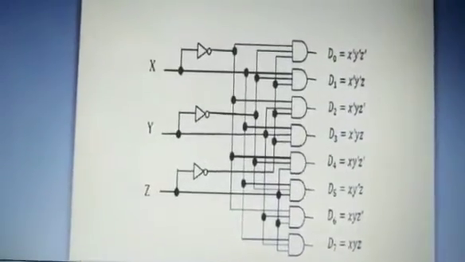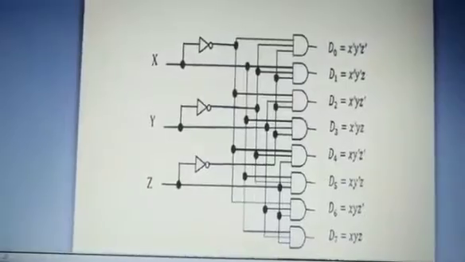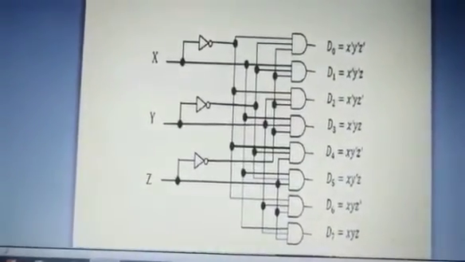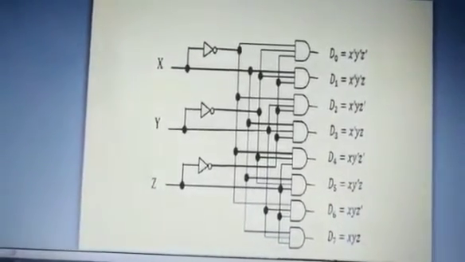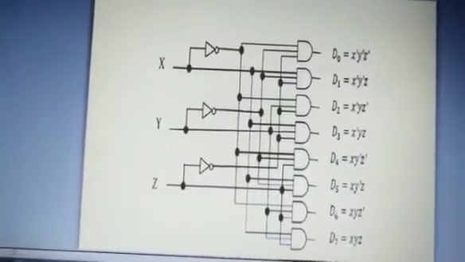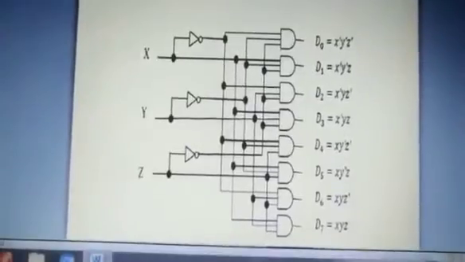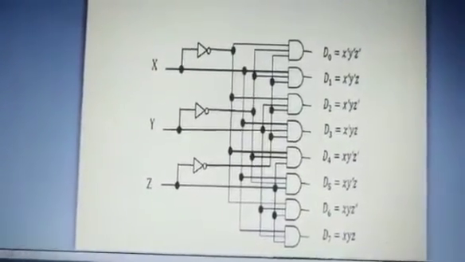Then they are also used in analog to digital converters. What is the function of a modem? The modem does modulation and demodulation. It takes the signals in analog form, converts them into digital form and gives the input to the computer. So how the modem functions depends upon the decoder.